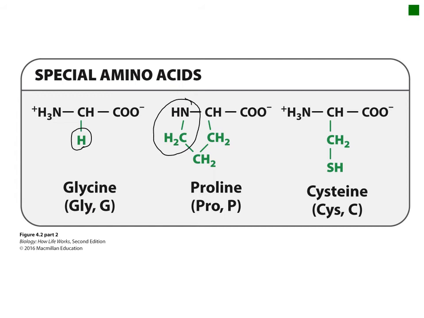The third amino acid is cysteine, which is the only one to contain a sulfur. Two cysteines can form a bond between their R groups called a disulfide bond. This covalent linkage forms a cross bridge that can connect different parts of the same protein or different proteins.